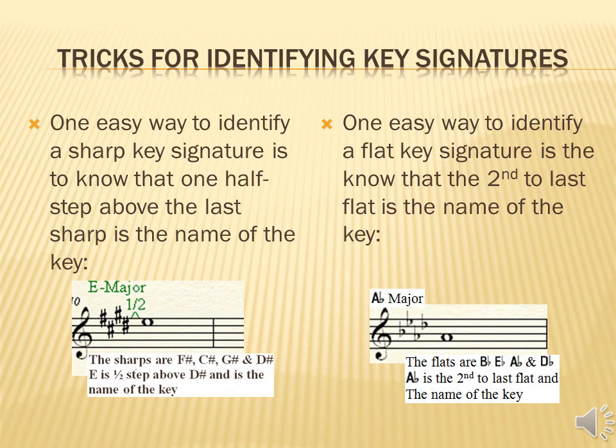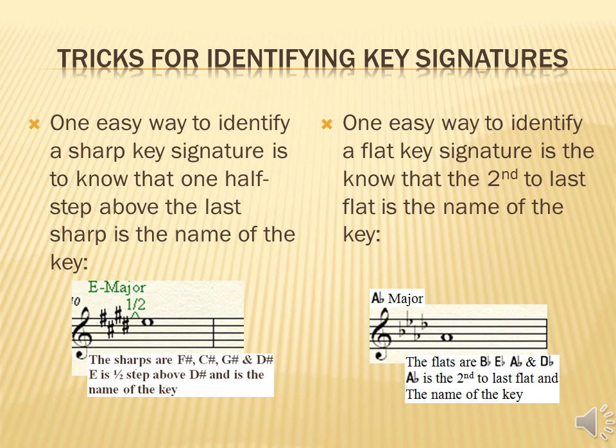Tricks for identifying key signatures. One easy way to identify a sharp key signature when you see it in your piece is to know that 1/2 step above the last sharp is the name of the key. So when we see the sharps F sharp, C sharp, G sharp, and D sharp, we just have to go 1/2 step above D sharp to know that it's E major.